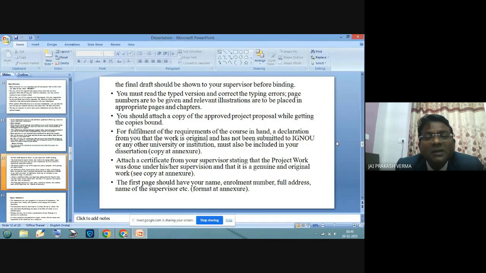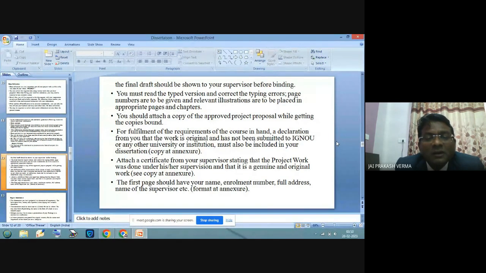You must read the typed version and correct the typing errors. Page numbers are to be given and relevant illustrations are to be placed in the appropriate page and chapter. These are the basic things which must be included in your dissertation. You should attach a copy of the approved project proposal while getting the copy bound. Without attaching an approved project proposal, it is not necessary to go for binding.